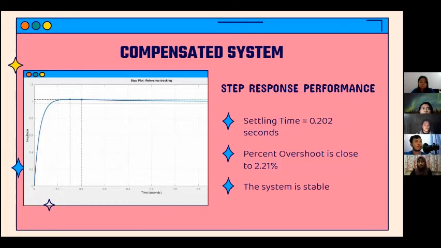Okay, this one is the compensated system, which already includes the PID controller. So we get a different step response. For this one, the step response performance has a settling time of 0.202 seconds, and the percent overshoot is close to 2.21%. And the system is stable.